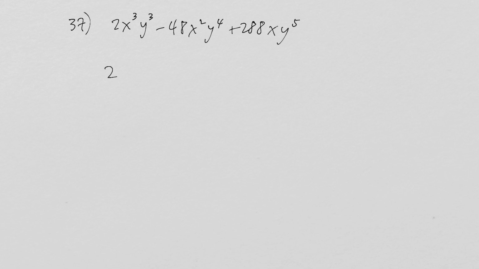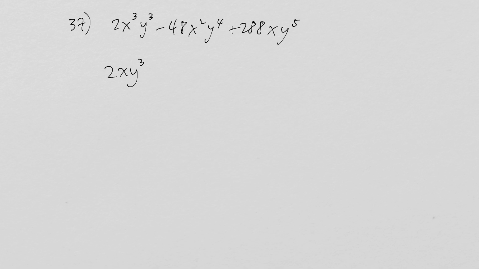Number 37. We have 2x cubed y cubed minus 48x squared y to the 4th plus 288xy to the 5th. Now they're all divisible by 2. When I look at the x's, we have a 3, a 2, and a 1. 1 is the least, so it stays 1. When I look at the y's, I have a 3, a 4, and a 5. 3 is the least, so this is to the 3rd.